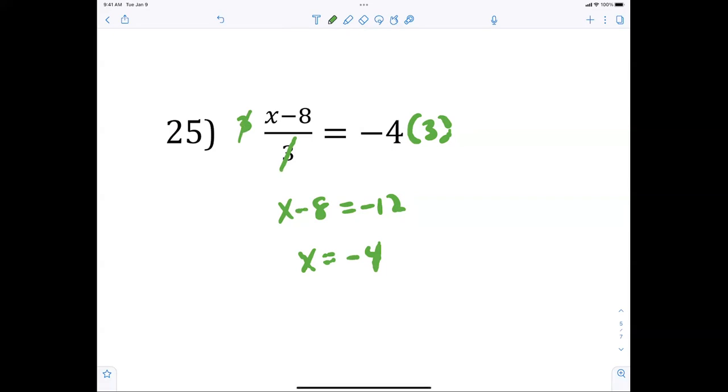This was something we did yesterday. Okay, I mixed it up. All right, I mixed it up.